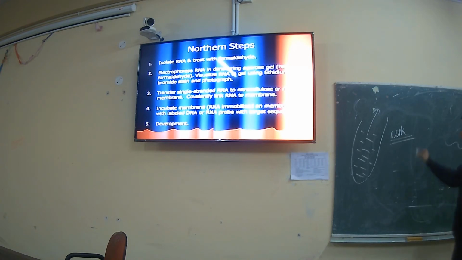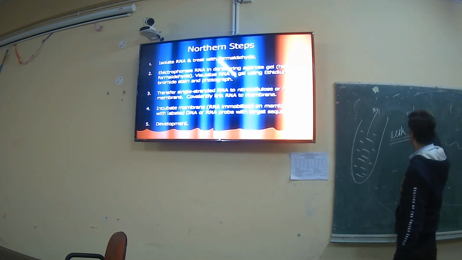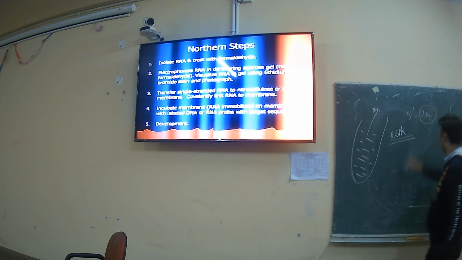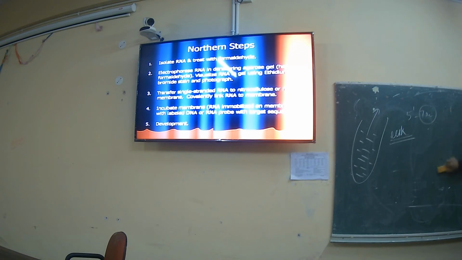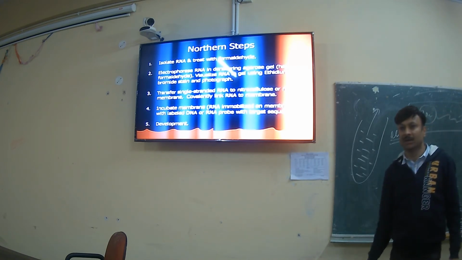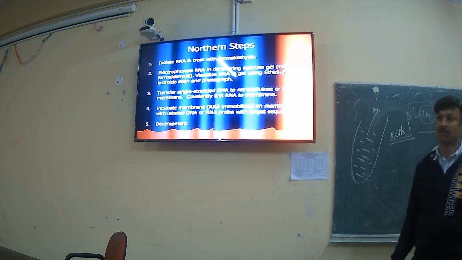The 5 prime end has a cap formation, 7-methyl guanosine, and the 3 prime end has a polyadenylate tail. So it is a fact that eukaryotic mRNA has a 5 prime cap formation and 3 prime polyadenylate tail. So how can you isolate this mRNA?